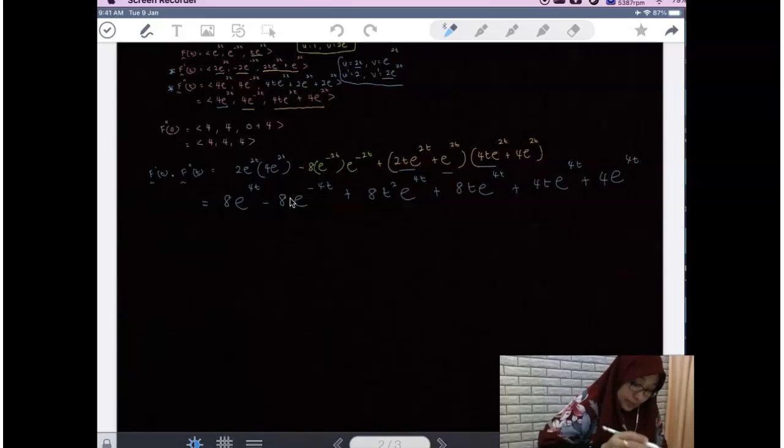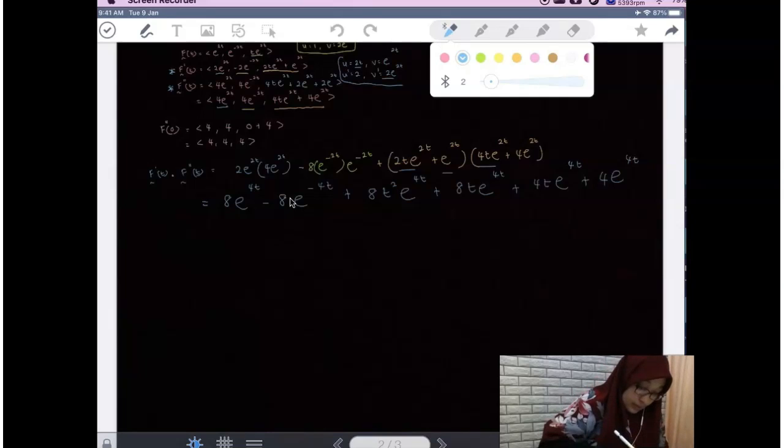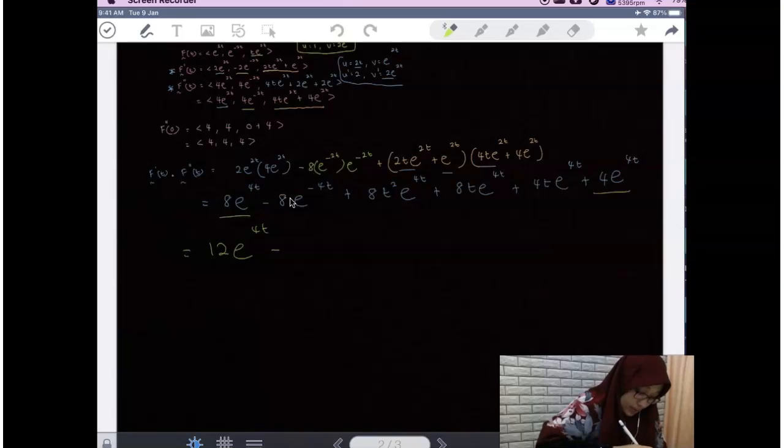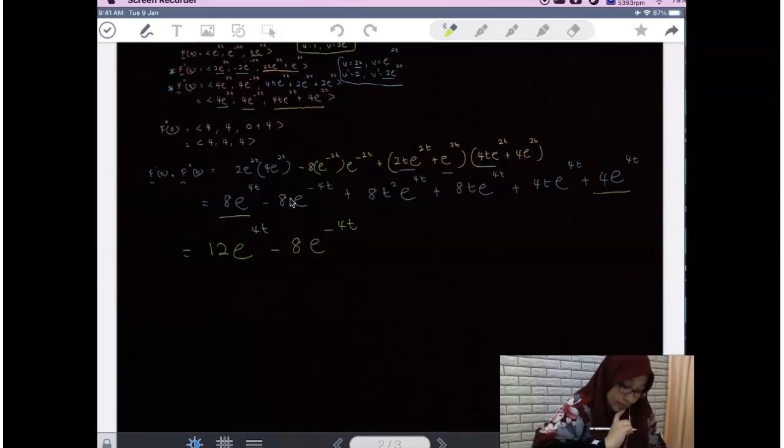So E40. Now for E40 we have just 40. Okay, so for that we have 12 E40 minus 40. No, there is no. So minus 8 E minus 40.